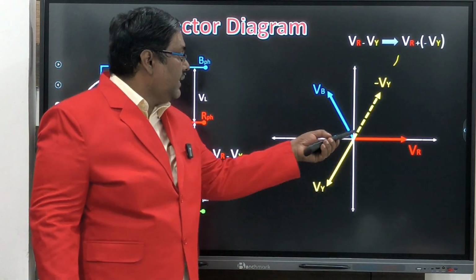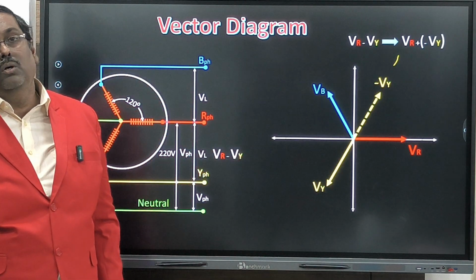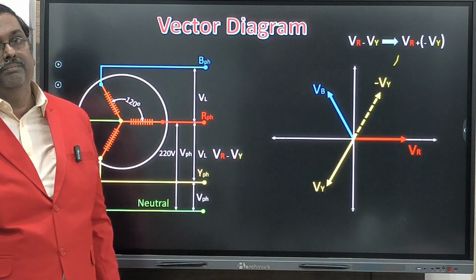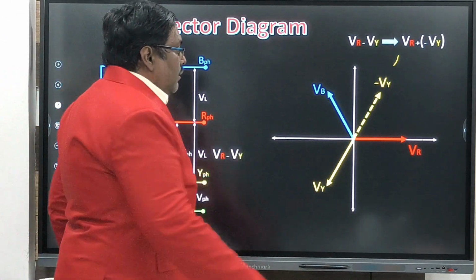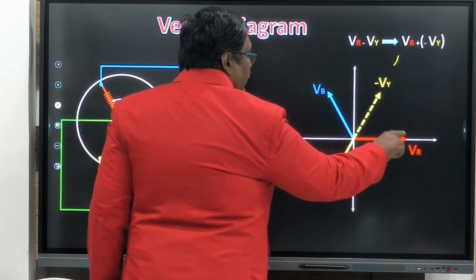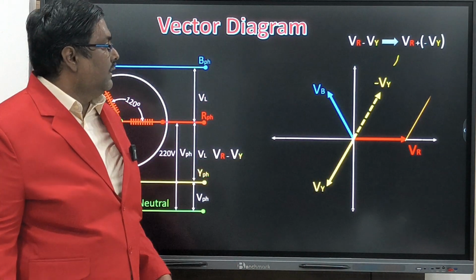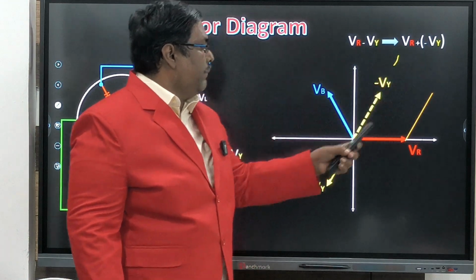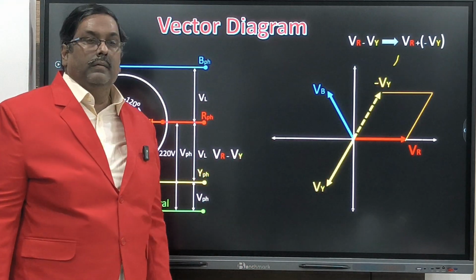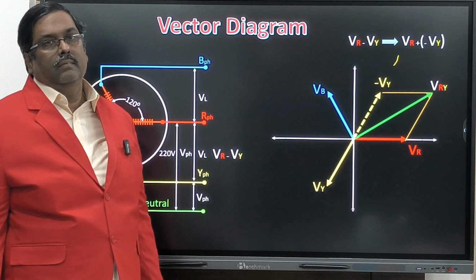How much voltage is there? Same magnitude, but opposite direction of this, 180 degrees opposite to that phase. So now you got one imaginary line, minus volt, and one red line. Now you know the parallelogram theorem, so you can shift this line and this line parallelly. Then you make the diagonal. The diagonal is called the resultant.